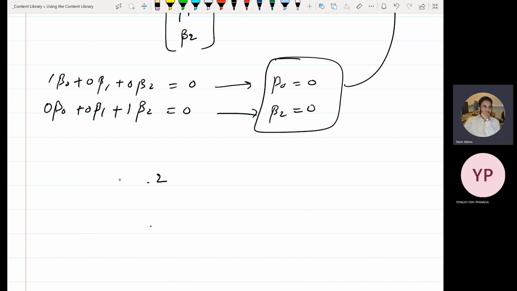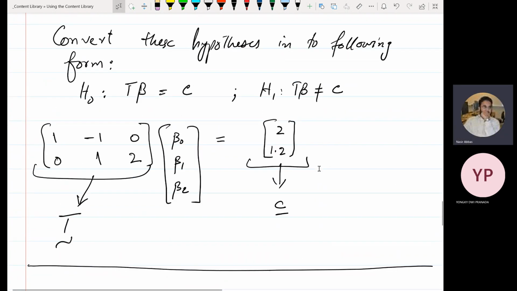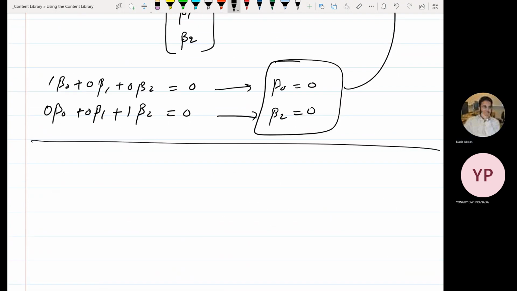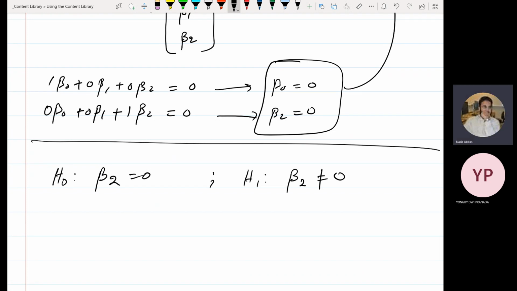Okay, let us do this one in Excel. These two conditions. Or one more example. Let's say I want to test just this hypothesis, beta 2 equals 0, because I have the p-value for this one. I want to replicate the same p-value. What if I want to test this one?